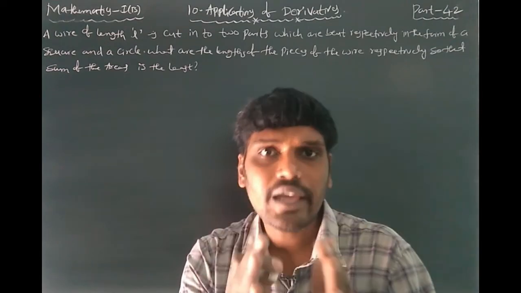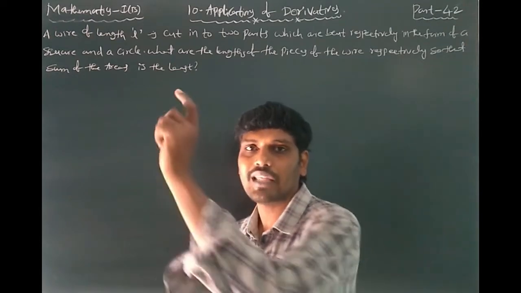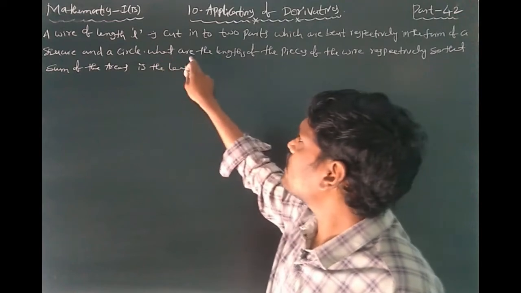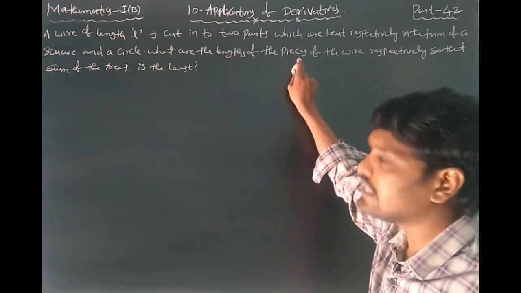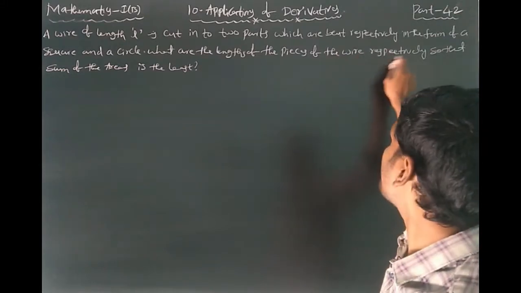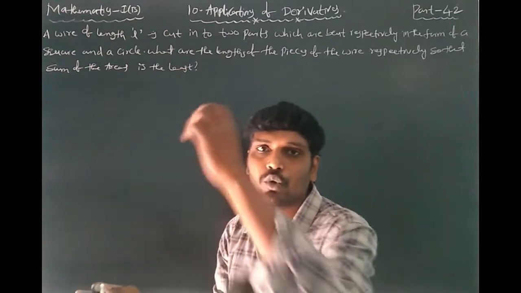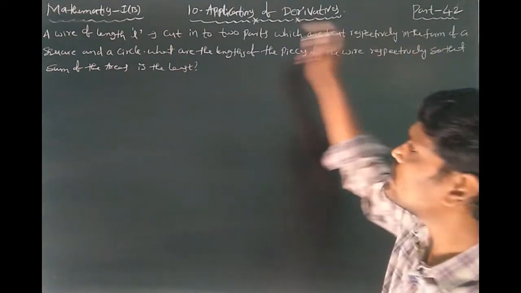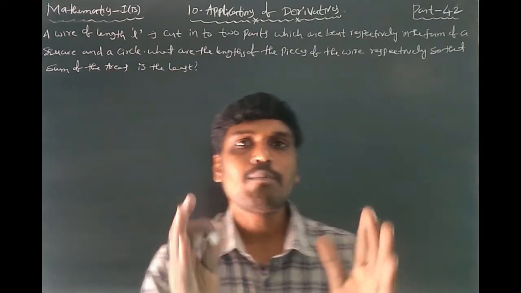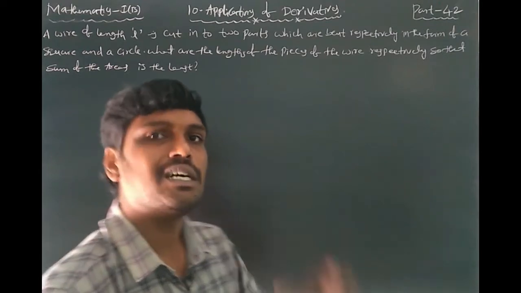That way you can cut two parts. One part is a square, another part is a circle. You can bend it that way. What are the lengths of the pieces of the wire? Respectively, what is the length of the first piece and the second piece? You can find them so that the sum of the areas of the two figures is a minimum.